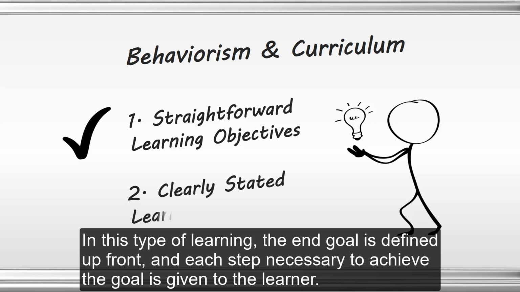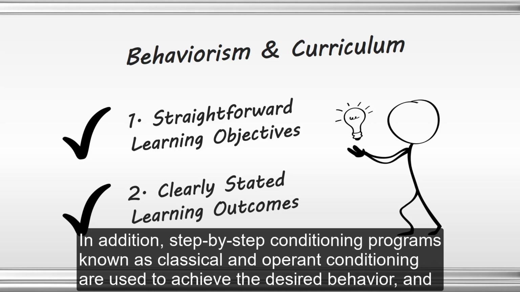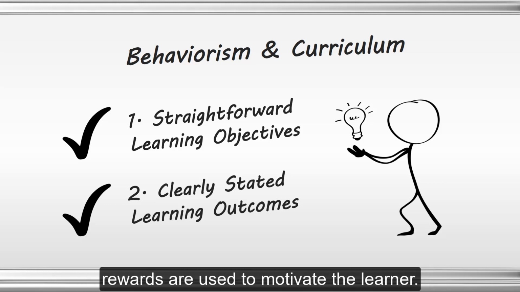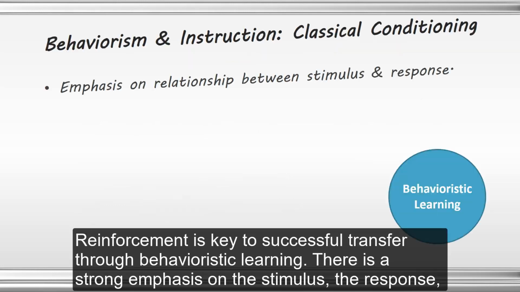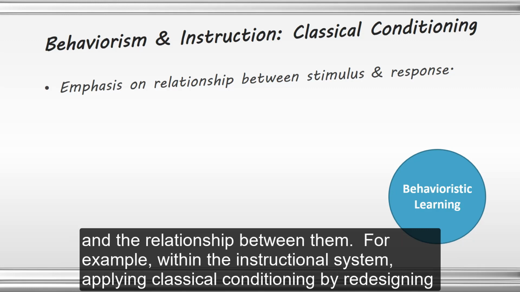In this type of learning, the end goal is defined up front, and each step necessary to achieve the goal is given to the learner. In addition, step-by-step conditioning programs known as classical and operant conditioning are used to achieve the desired behavior, and rewards are used to motivate the learner. Reinforcement is key to successful transfer through behavioristic learning. There is a strong emphasis on the stimulus, the response, and the relationship between them.